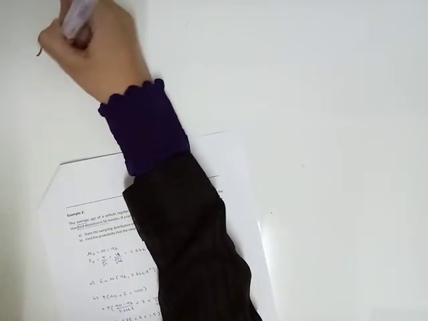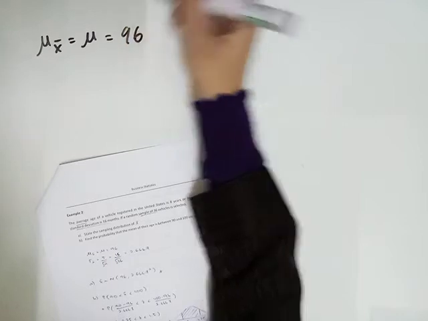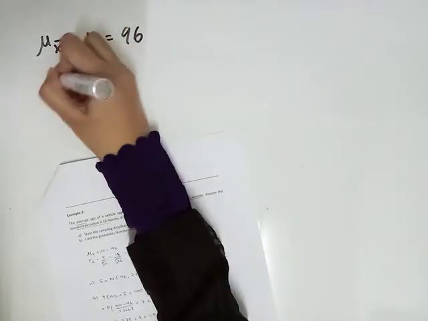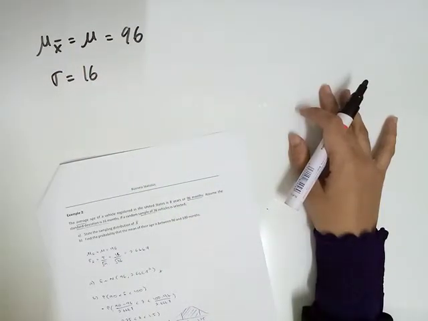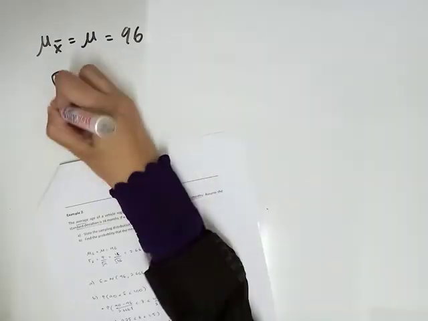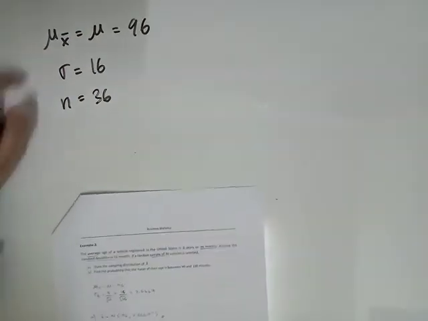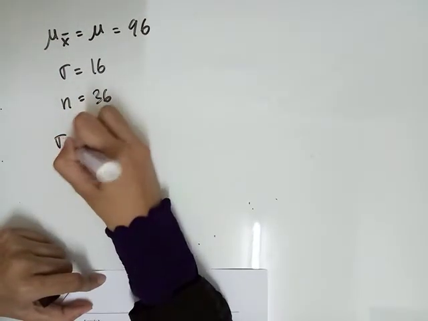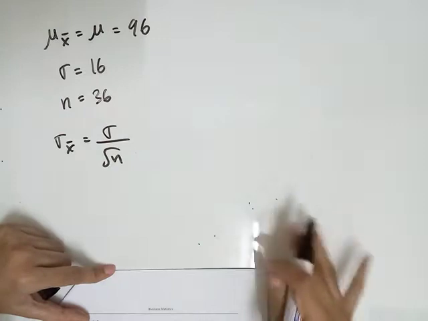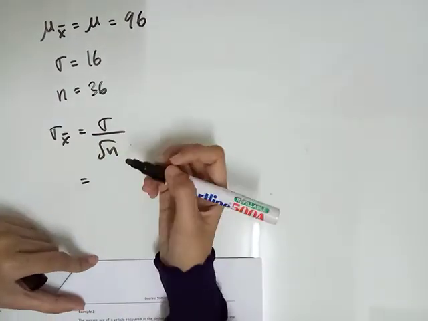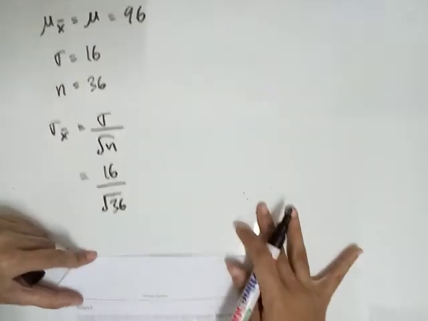So mean of the sample, it is equal mean of the population which is 96. And then standard deviation of the population, it is 16. Okay, 16 months. And then random sample which is n. Sample size dia 36. So we have mean of the sample mean. And then we need to find the standard deviation of the sample mean, which is standard deviation of the population divided by square root n. So awak substitute the value standard deviation 16 divided by square root 36.